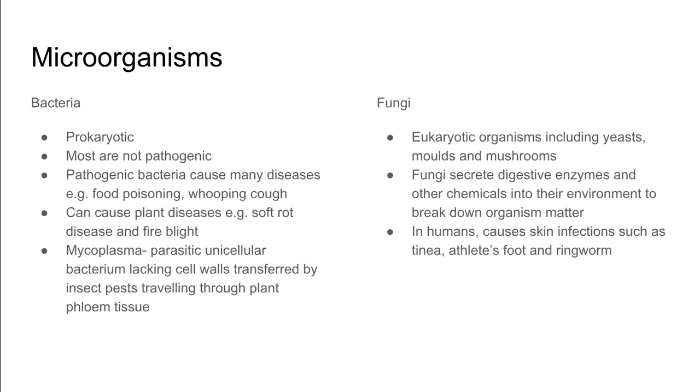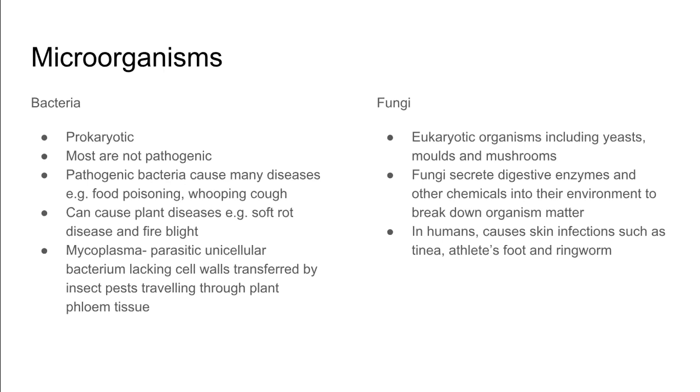So there are two categories of pathogens, microorganisms and macroorganisms. In microorganisms, we have bacteria and fungi. Bacteria is prokaryotic while fungi is eukaryotic. Most bacteria are not pathogenic. However, there are pathogenic bacteria that cause many of our common diseases, such as food poisoning and whooping cough, but can also cause plant diseases. One example there is the Mycoplasma, which is a parasitic unicellular bacterium, which is transferred by insect pests.